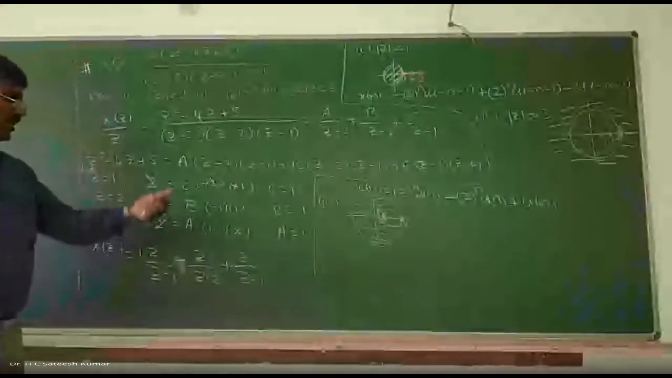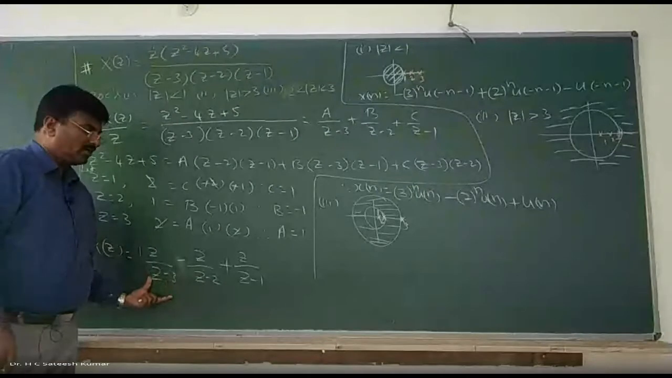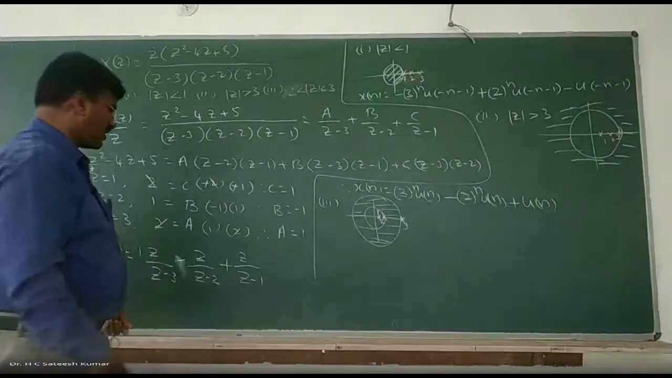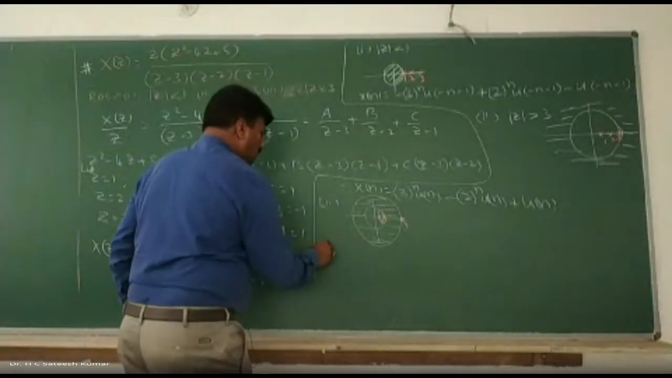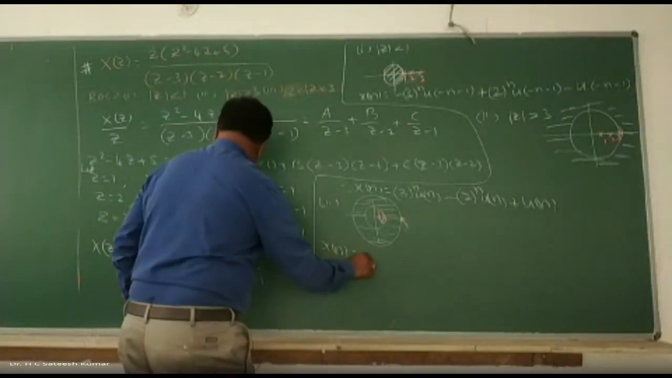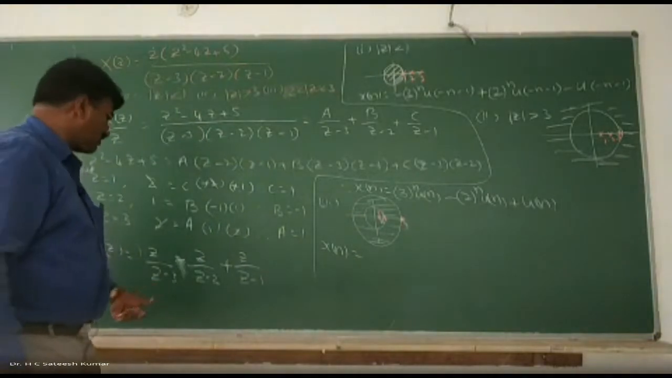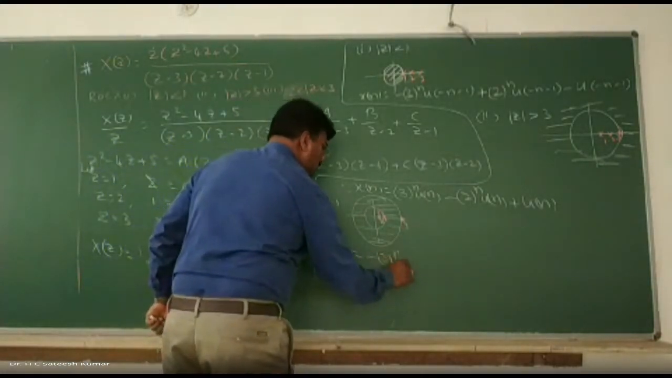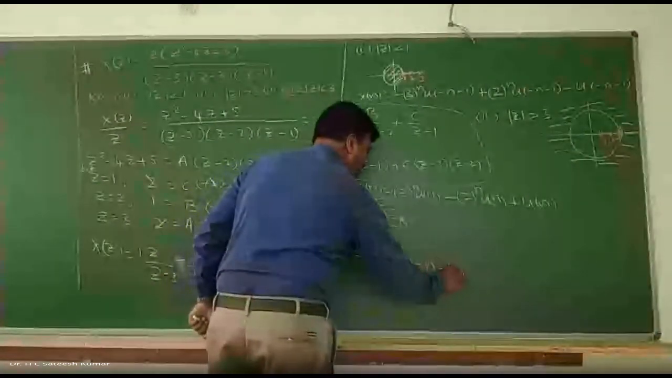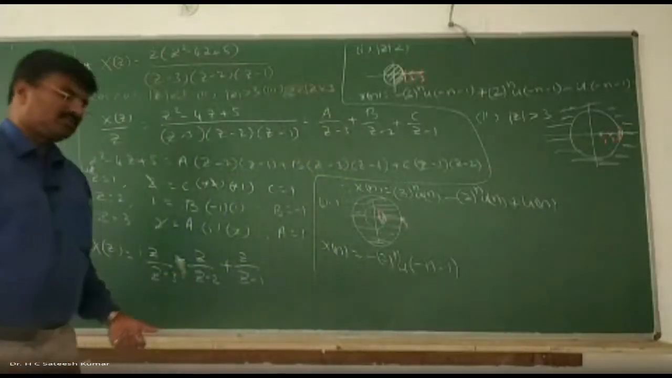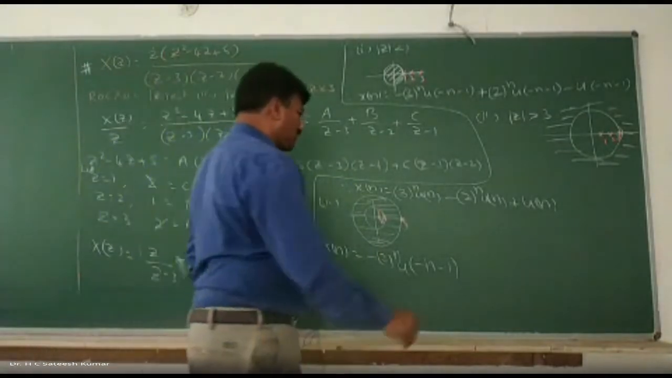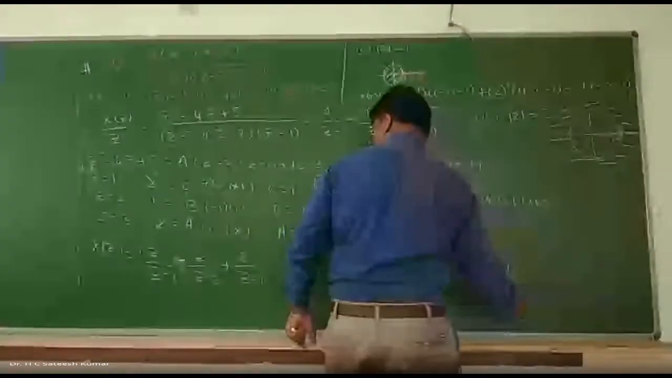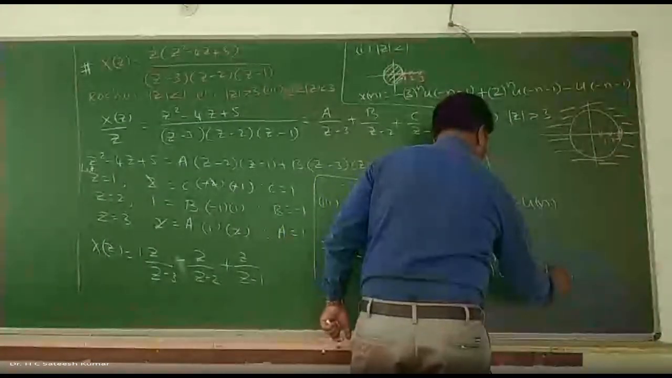So therefore, what is the decay? Write it. 3 is what? Left-handed sequence. This term becomes left-handed sequence. These two will become right-handed sequence. So therefore, for 1 and 2, what can you write? X of n is equal to, this one is what? Left-handed sequence. So left-handed sequence means what? Minus 3 power n into u of minus n minus 1. Next, this is right-handed sequence. 2 and 1 are right-handed sequence. Minus 2 power n into u of n plus u of n.